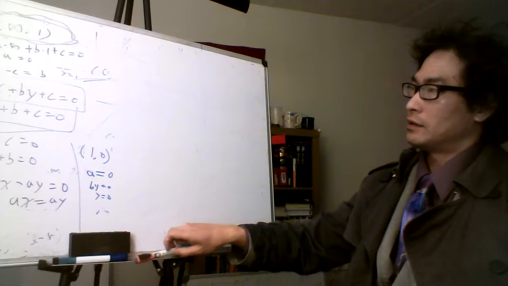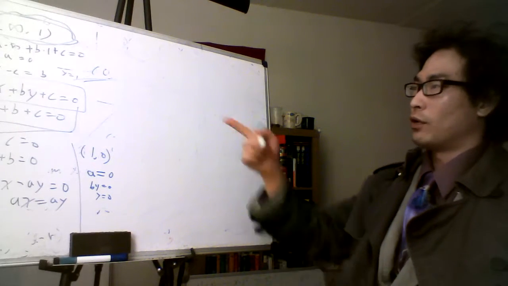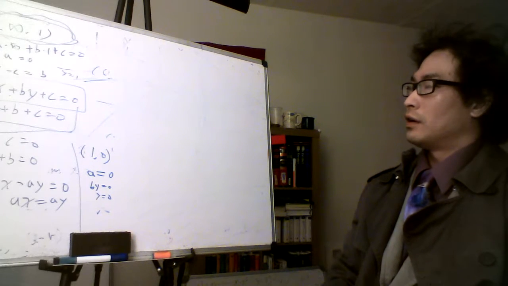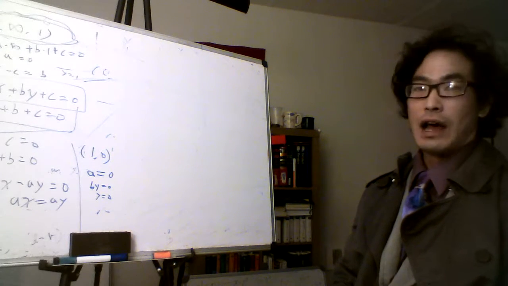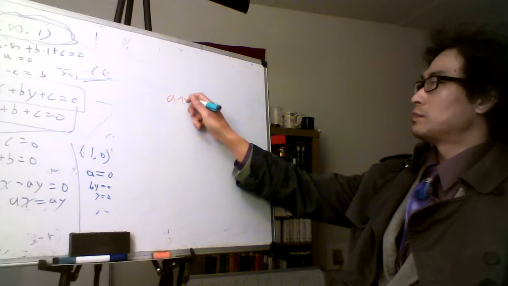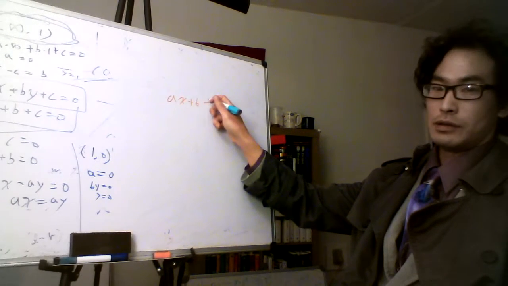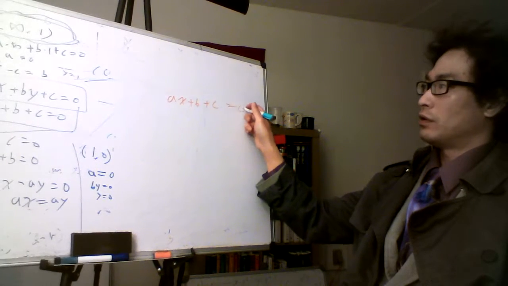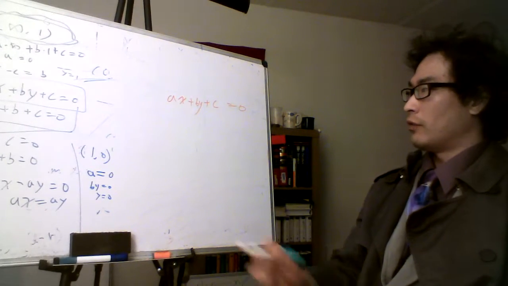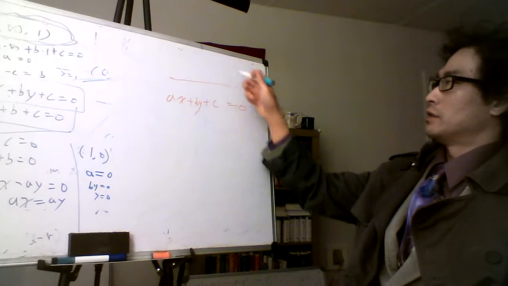It's like this. I'm still copying from this stuff. You have a line, a straight line, okay? We can call it ax plus by plus c is equal to 0. And all we know is this.